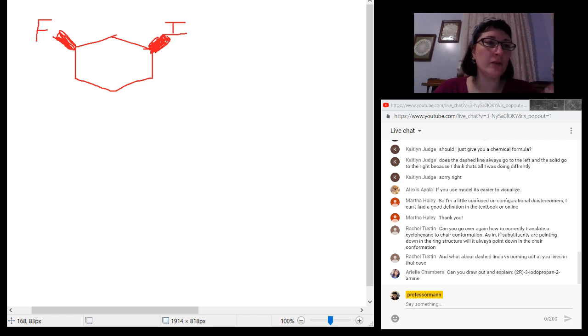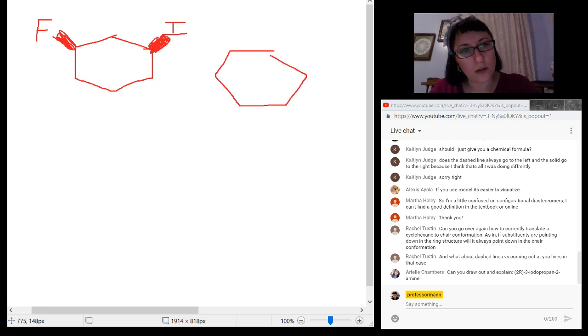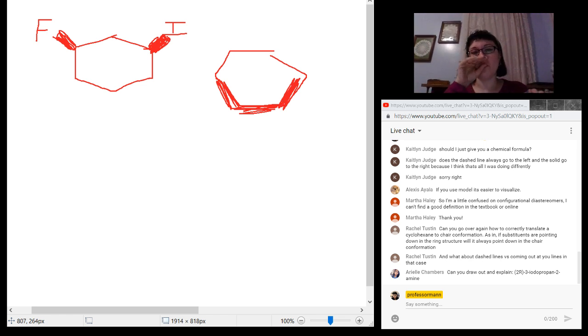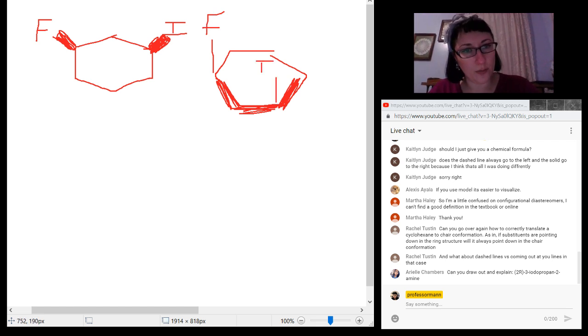So if I'm showing this molecule with the groups pointing out at you, that means they're pointing up, okay? There's another way of drawing these, and it's called a Haworth projection. You see these a lot in biology books, where you're looking at it head on. The fluorine would be pointing up, and the iodine would be pointing up. Okay, so that's another way of showing them pointing up.